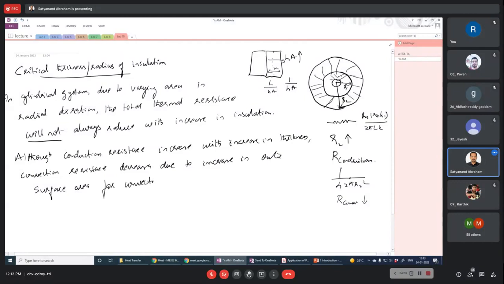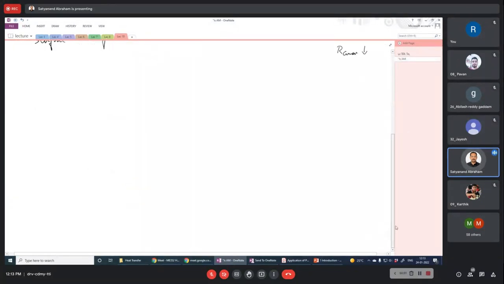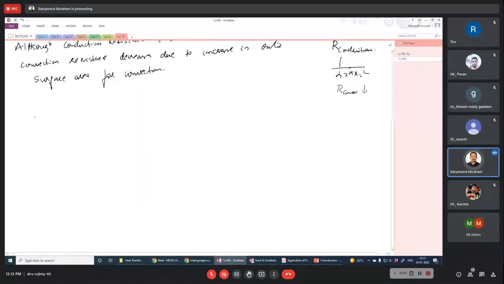Okay, so that's what we are actually going to see now. We can write our system as the same system we saw earlier. We are going to have a material with radius R1 and R2.